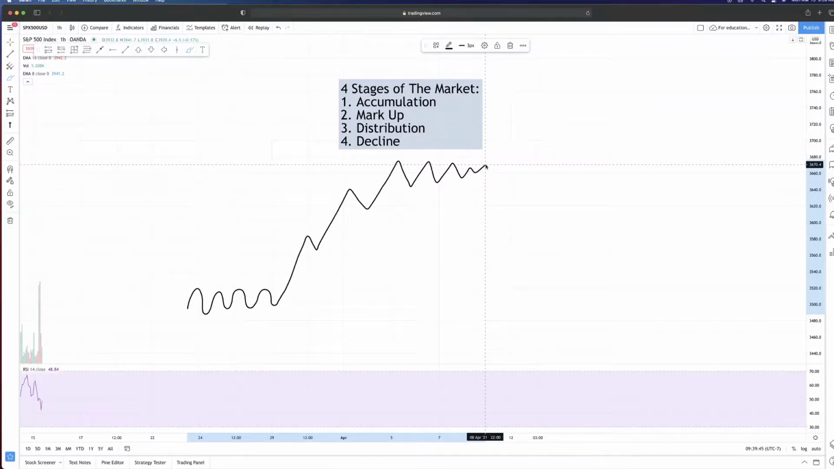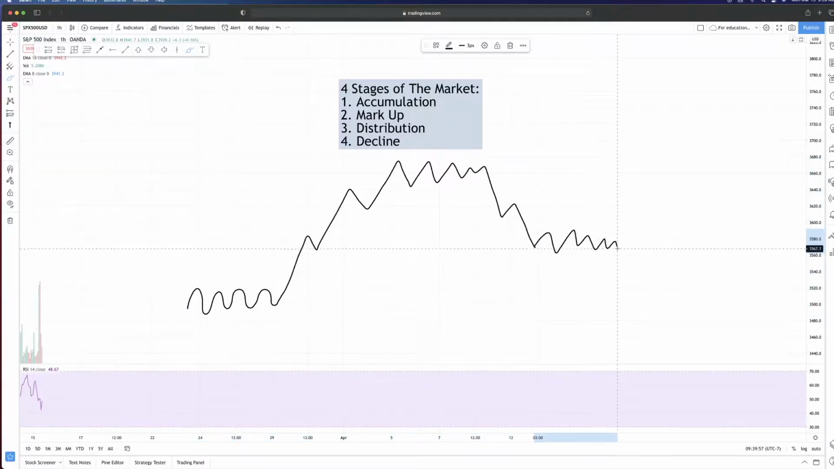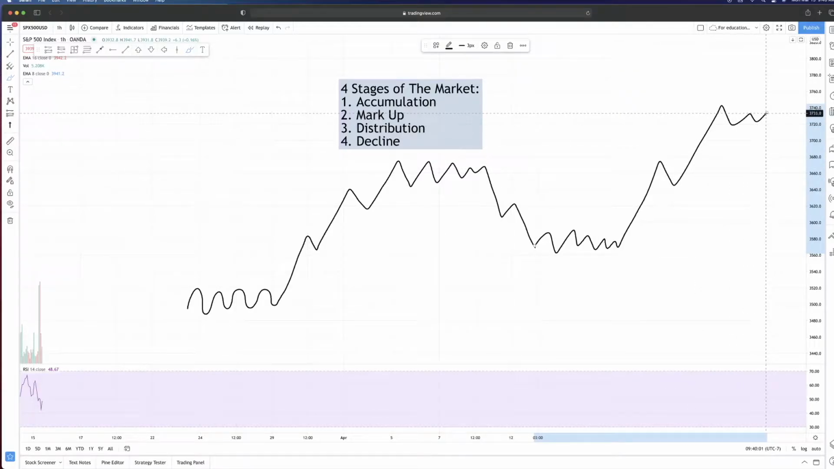And then you have the decline where price starts pulling back. And if you're in an uptrend, usually the pullback will not be as low as the previous pullback. Price will start here, and then from here you get into a new accumulation phase, and then price marks up again and it keeps moving higher and higher. And that's essentially how all of these phases work.